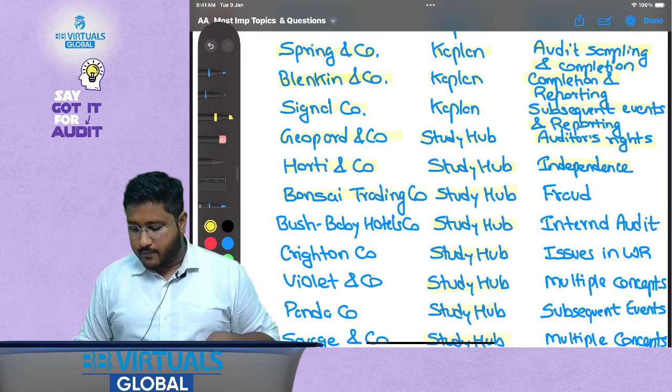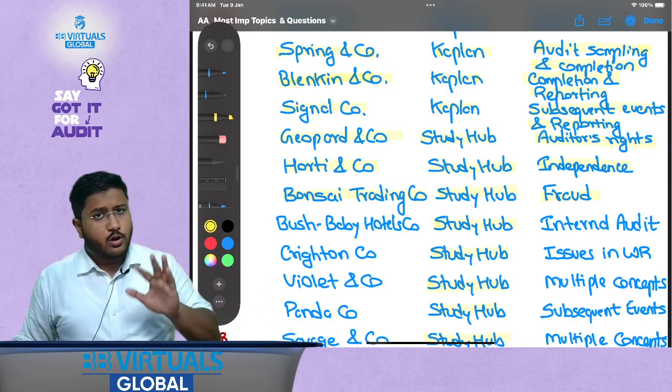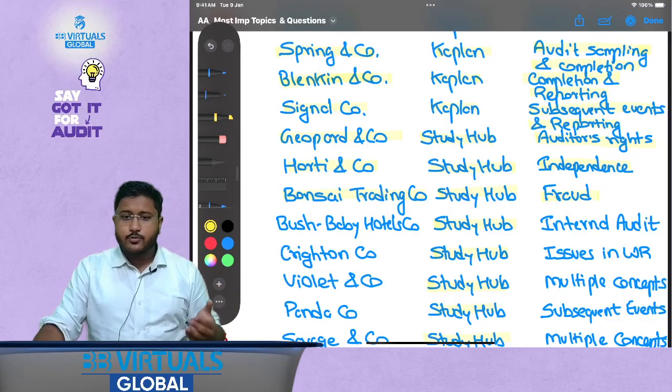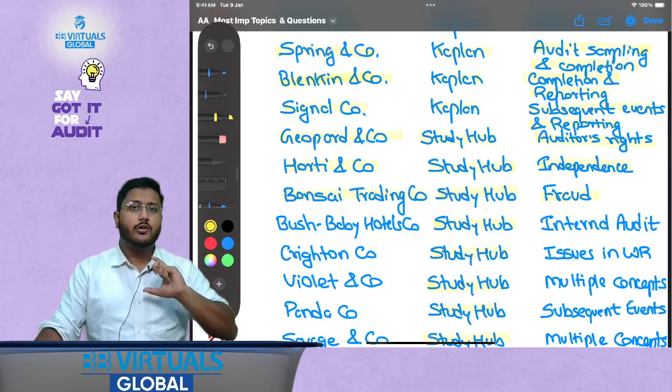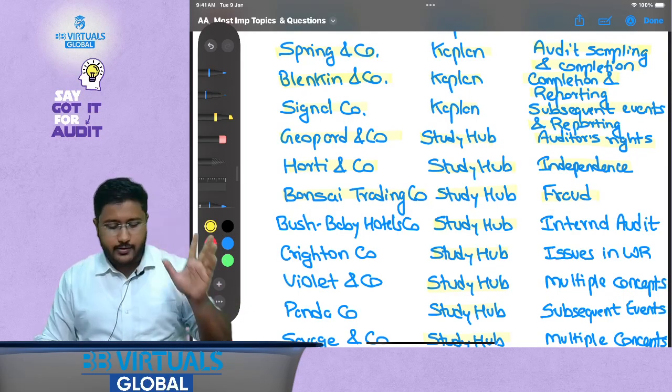Then Bonsai Trading Company, this talks about fraud in particular. Although we have had one question on fraud, this question will help us understand how an auditor needs to respond to fraud in different scenarios.